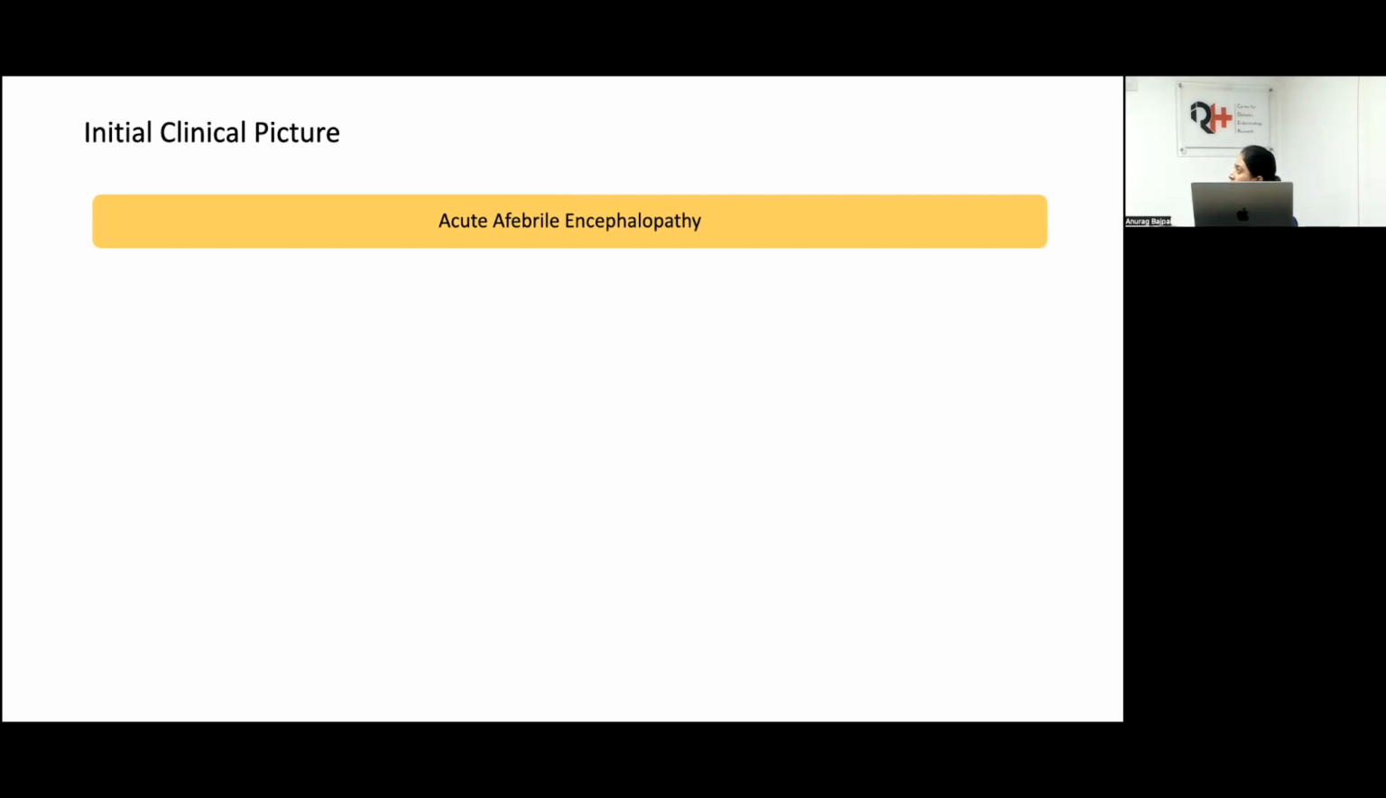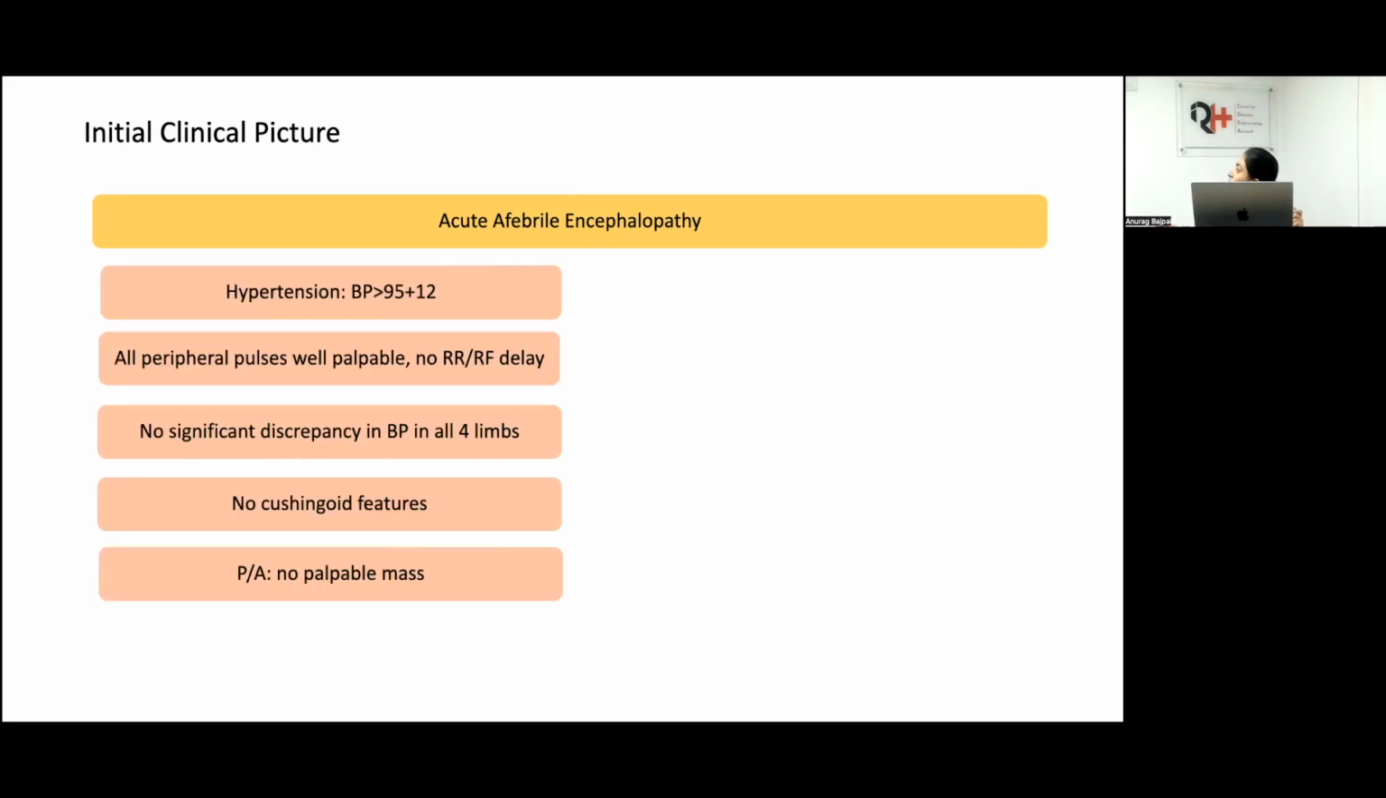So the most important thing to remember here is that the child presents with an acute afebrile encephalopathy, and what usually happens, as sir has already mentioned, is that in any child with an acute encephalopathy, we jump to the conclusion of meningoencephalitis and subject the child to unnecessary antibiotics and CSF examination, which may be completely avoided. And so this child with acute afebrile encephalopathy had hypertension with BP greater than 95th plus 12 centile. All peripheral pulses were well palpable with no radioradial or radiofemoral delay. There was no significant discrepancy in BP either.